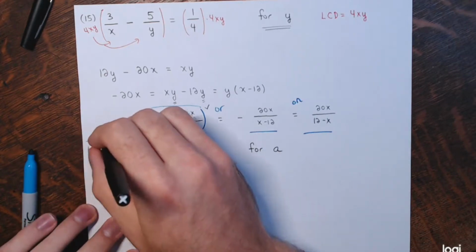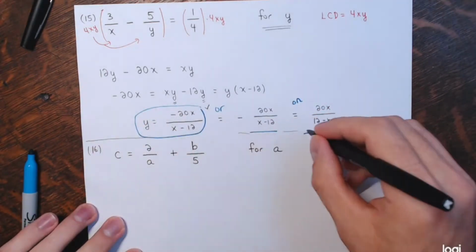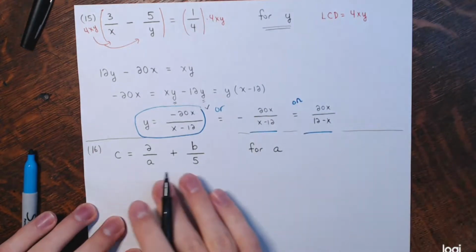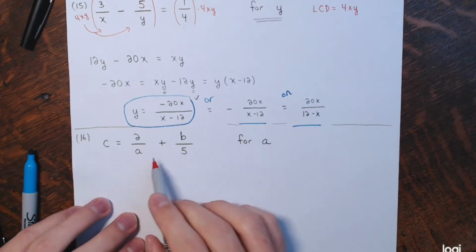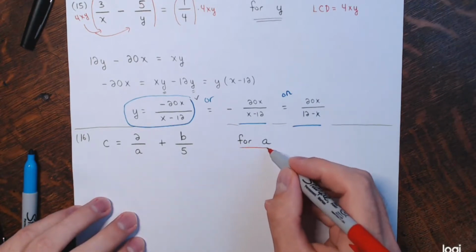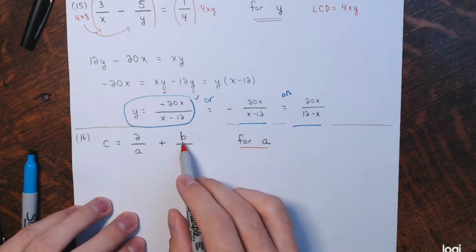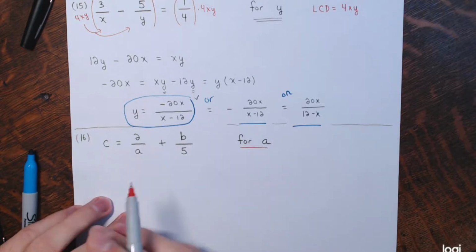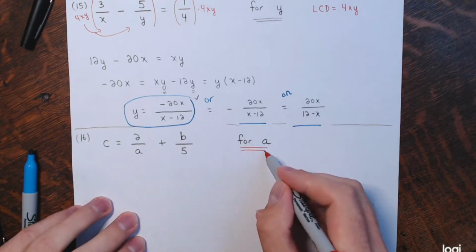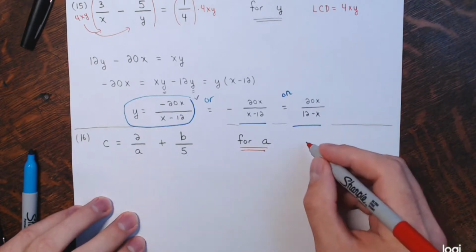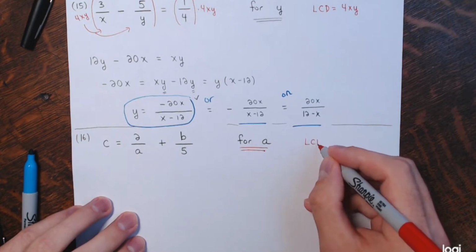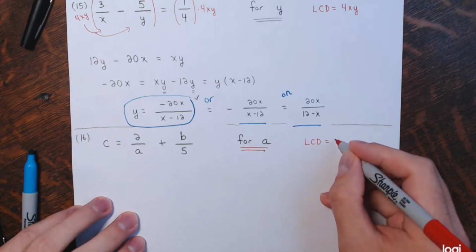All right. Final example for this video. And it's the same thing every time. Example 16. Asked to solve this equation for A. And we got A, B, and C. I'm asked to solve for A. The denominators here are A and 5. Already factored, so clearly the LCD is 5A.